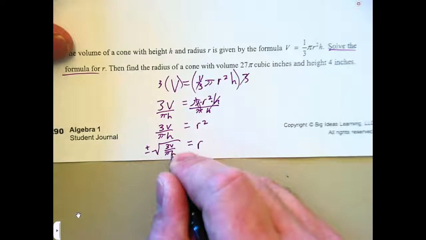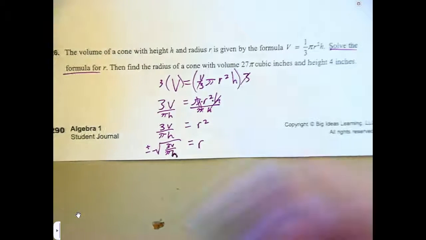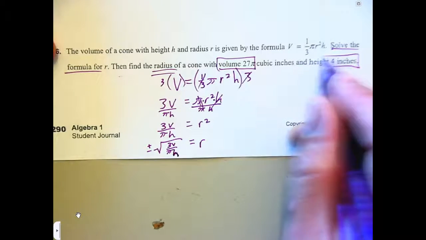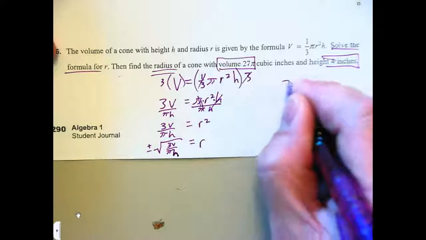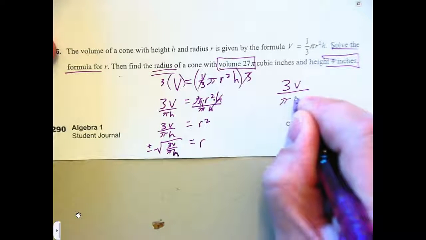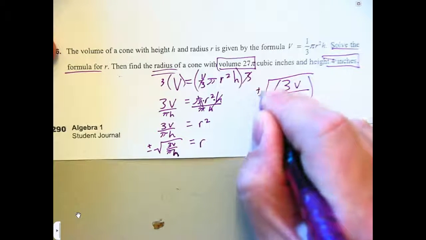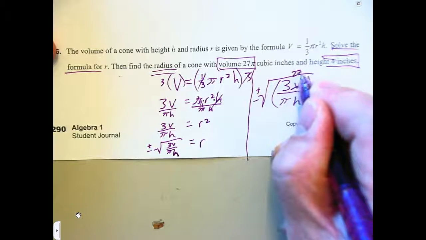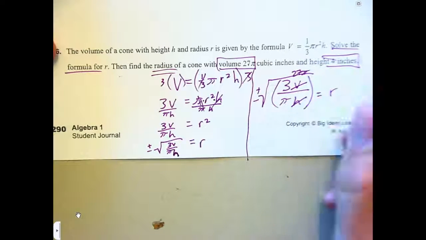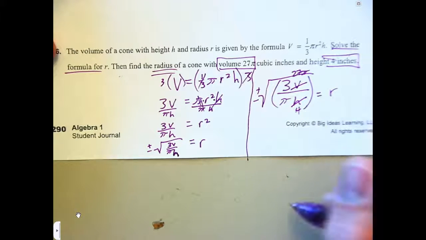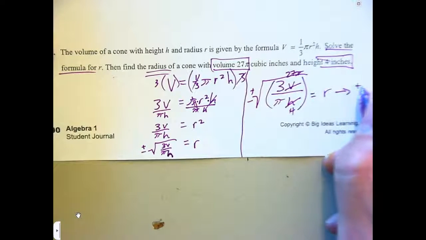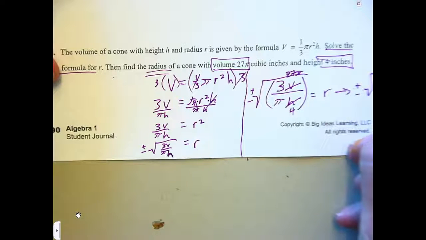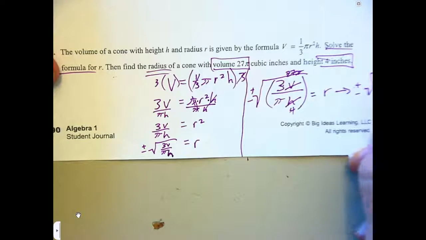Really, this just becomes like a holding spot over here, where you have different variables you can plug things in for. So when they tell you to find the radius of a cone when the volume is 27 pi and the height is 4, that means you can plug in the 27 pi for volume. I could take my equation, plus minus the square root of 3v over pi h, which is equal to r. I can put 27 pi in right here. And I could put 4 in right there. So that ends up being plus minus the square root of 3 times 27, or 81, all divided by 4 pi.